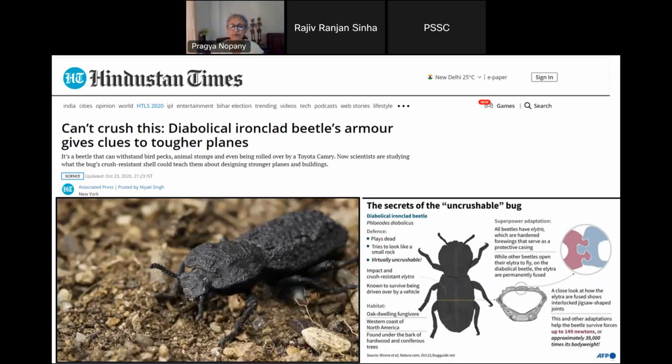Then another one could be a report. Now, this is a report about an iron or uncrushable bug. Now, if you read the report, this beetle, even if a Land Rover goes over it, it is not crushed. It can take a force up to 149 newtons. That is approximately 39,000 times its own body weight.